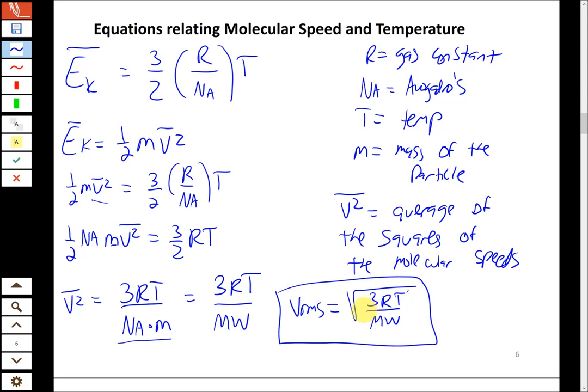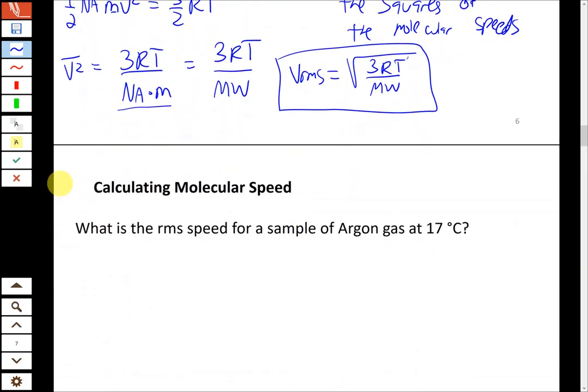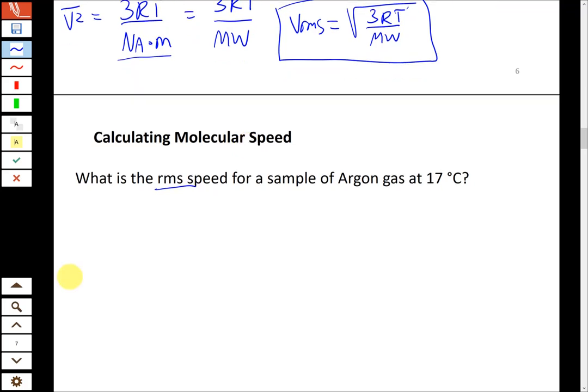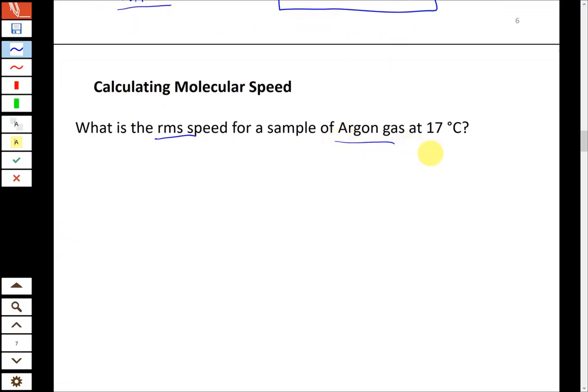But just as a demonstration, let's look at, what is the RMS speed, the average or RMS speed for a sample of argon gas at 17 degrees Celsius. So let's just use this equation. Like I said, you're not going to have to use it on the homework, but we can do that quickly. Let's just figure out how fast on average this would be moving. So argon is a pretty common gas that we use in laboratory settings. 17 degrees Celsius is a reasonable temperature, probably similar to what it is outside right now. And VRMS, as we said, is going to just be the square root of 3RT divided by the molar mass.